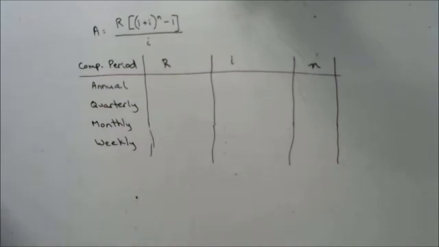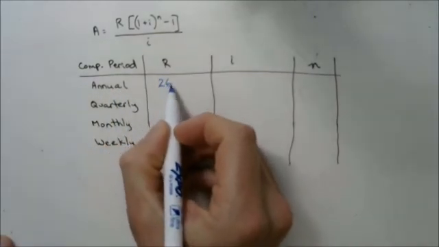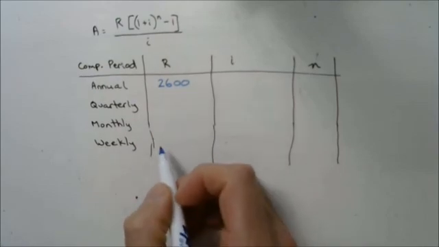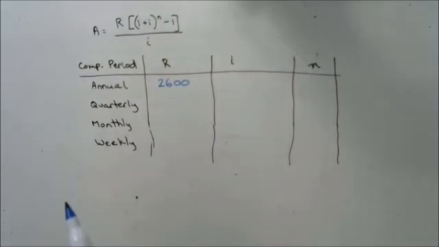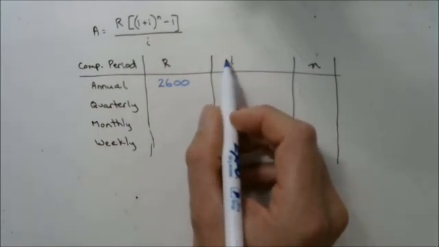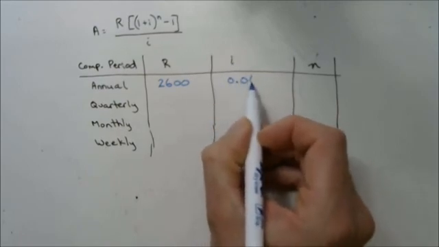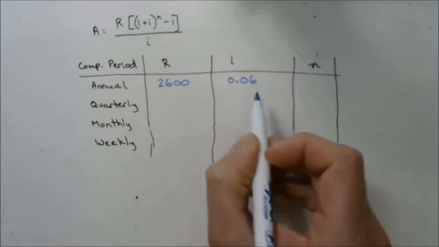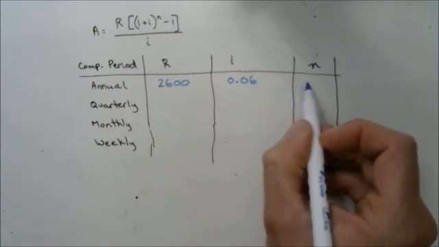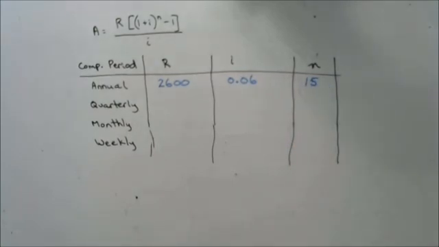So the total amount she's going to be putting in is $2,600 per year. So if it compounds annually and she's putting in $2,600 per year, just one time at the end of the year, the interest rate per compounding period is the same as the annual rate as a decimal, 0.06. And how many compounding periods are there going to be? Well, 15 years, one per year, 15 compounding periods.